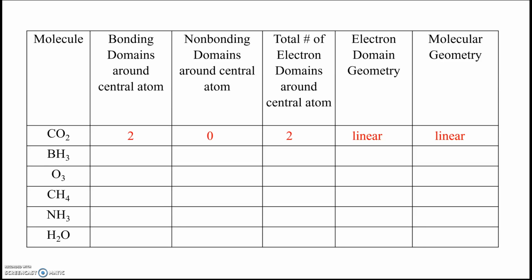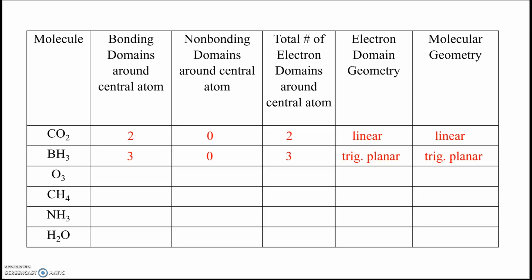All right, now we look at BH3. This is a gas commonly called borane. You might call it boron trihydride, but it's commonly known as borane. When we look at that, it's got 3 bonding domains because it's got 3 valence electrons. No non-bonding domains, so a total of 3 again. And because they're all separated equidistant from each other because of VSEPR theory, this becomes an electron domain shape of trigonal planar. And again, because there's no asymmetry, the molecular geometry is trigonal planar.